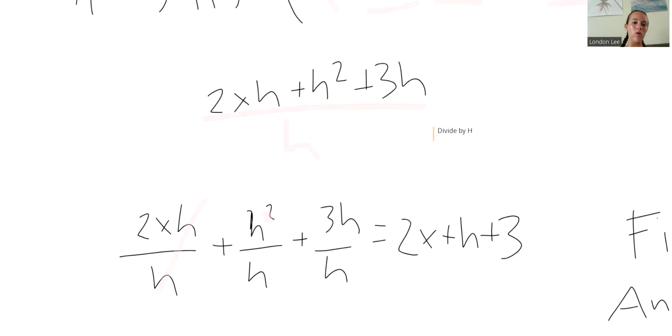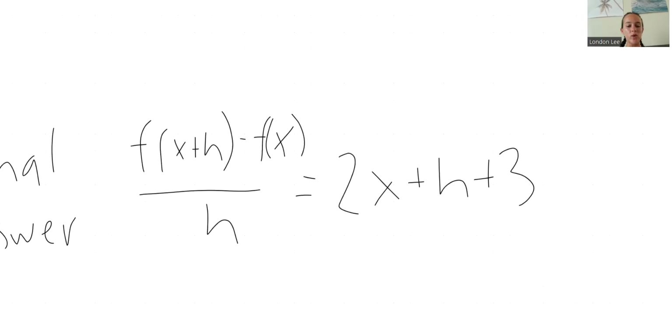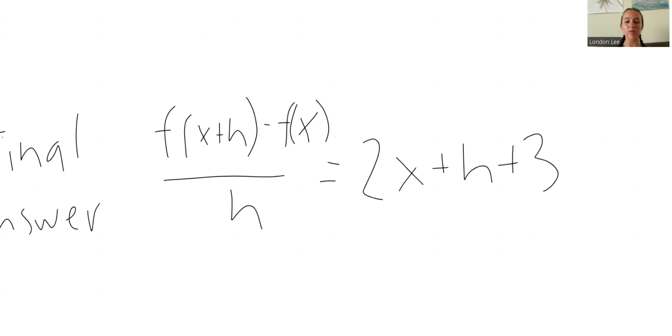So when we plug everything in, our final answer, the difference quotient, is going to equal 2x plus h plus 3. And I'm going to make sure that my answer was correct from over there to over here. So f of x plus h minus f of x over h is equal to 2x plus h plus 3.